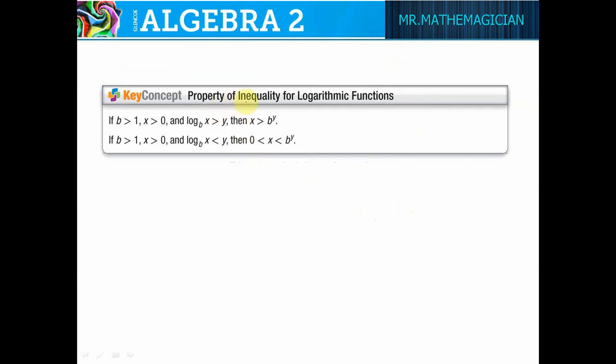Now another property for inequality: if b is greater than 1 and x is greater than 0, so log x to the base b greater than y, then you can transform into exponential x greater than b to the power of y. Or if log x to the base b is smaller than y, also you can transform into exponential x smaller than b to the power of y, but you need to pay attention that you have here a lower limit, that x should be greater than 0, because you know that here x is after log and log cannot affect 0 or a negative number.